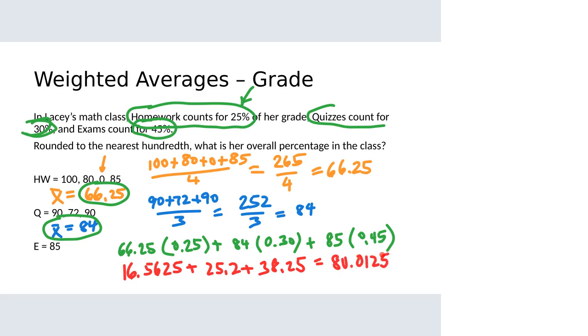And last, we can finally round. It said rounded to the nearest hundredth. What's her overall percentage? So we'll find the hundredths place and look one space to the right. That's 4 or lower, so we'll round this down to 80.01. Way to go, Lacey. Again, with any of these, let me know if you have questions.